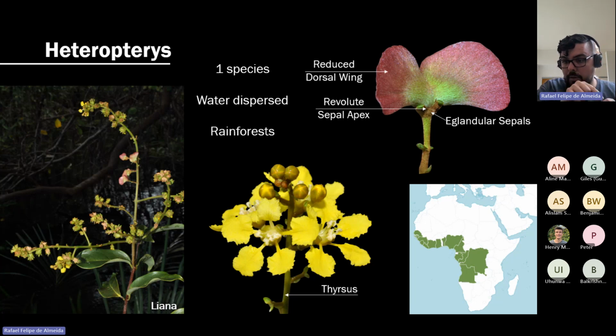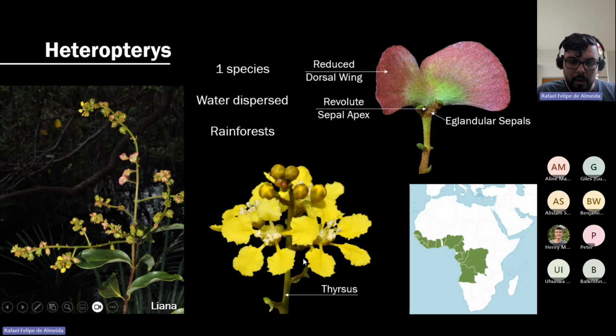The Atlantic Ocean currents are actually responsible for dispersing their fruits and seeds here to West Africa, and that's why they are commonly found in this region. But who knows if that's true? Someone needs to properly test this hypothesis in the future. But anyway, we only have a single species of Heteropteris. It's water dispersed and mainly occurs in rainforests.